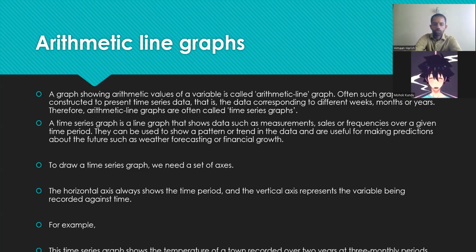So there are 4 quarters in a year, and over a period of 2 years, there are 8 quarters. The temperature of a town is measured for the period of 8 quarters, and it is represented by a time series graph.